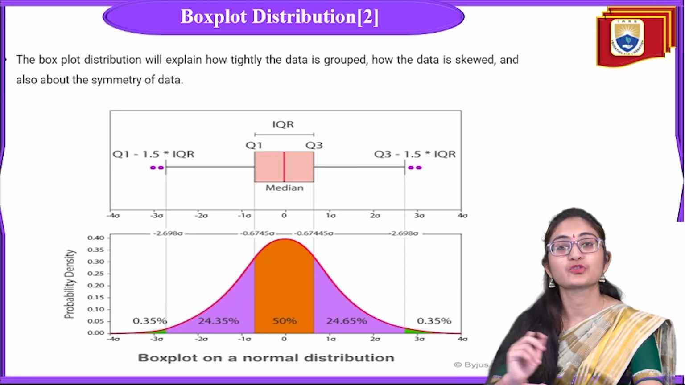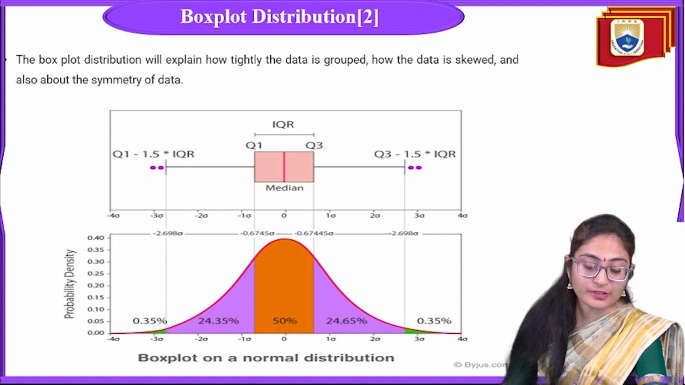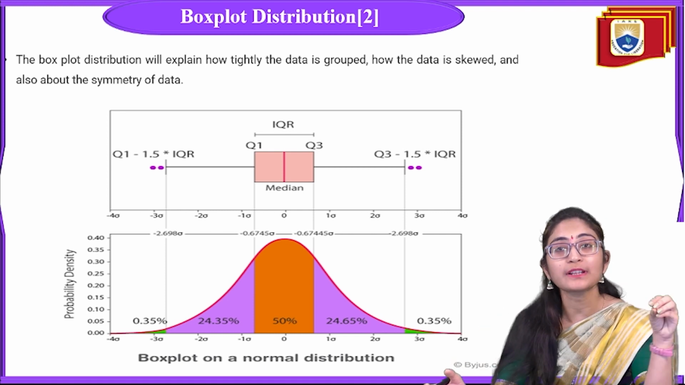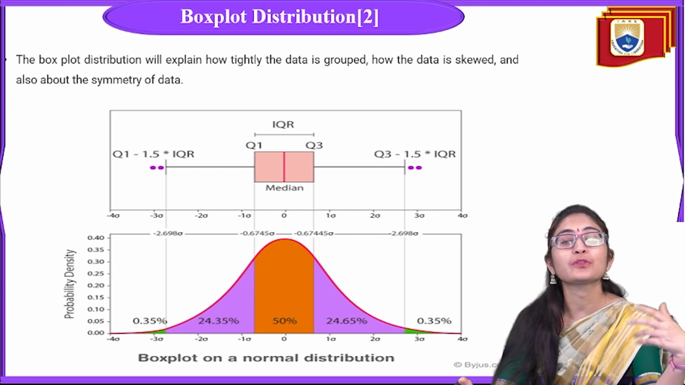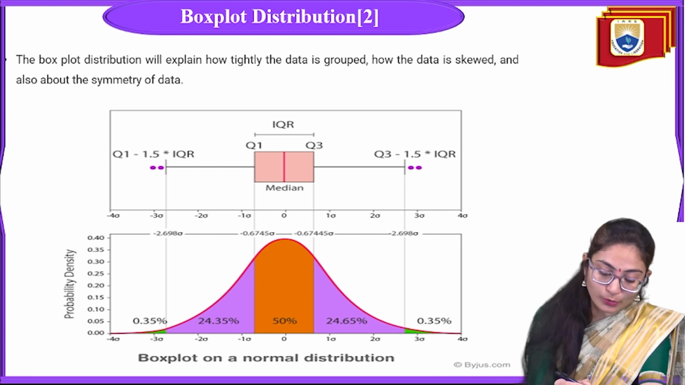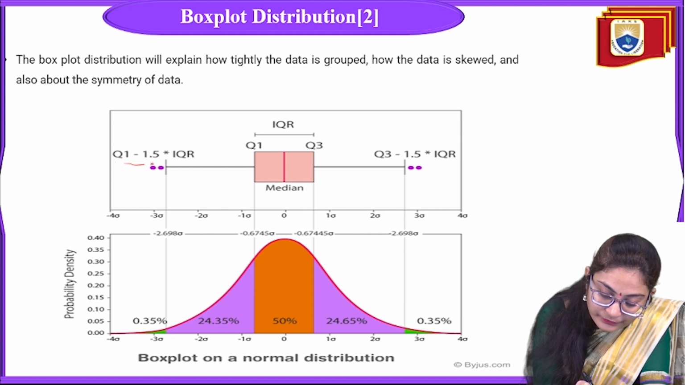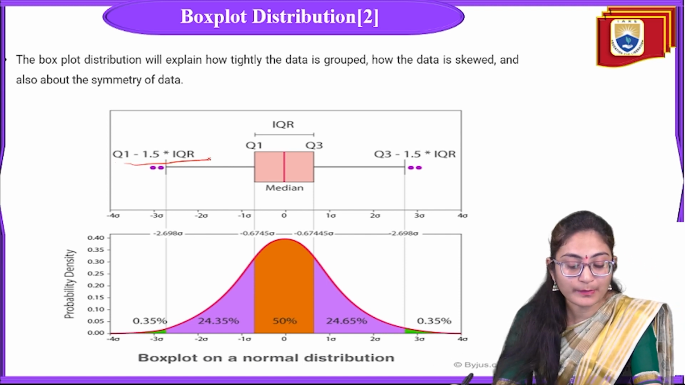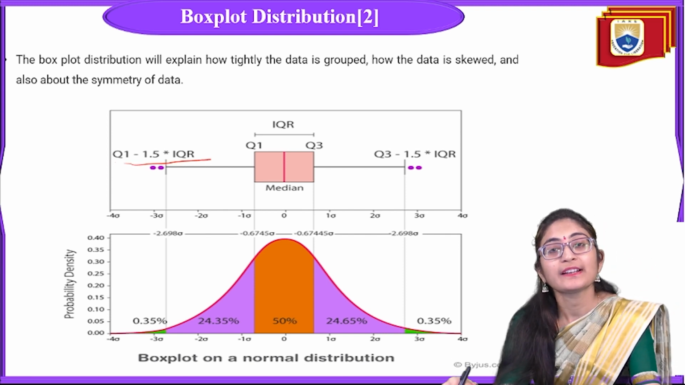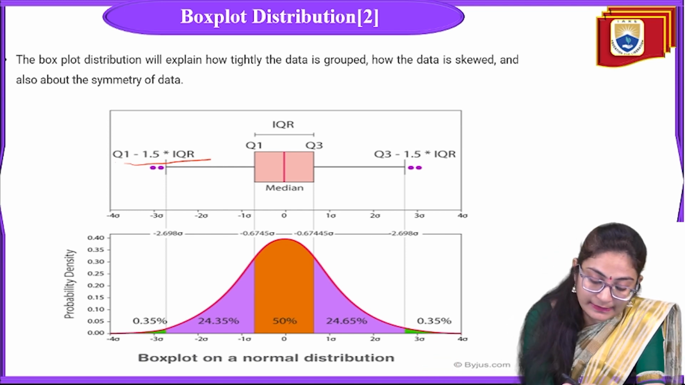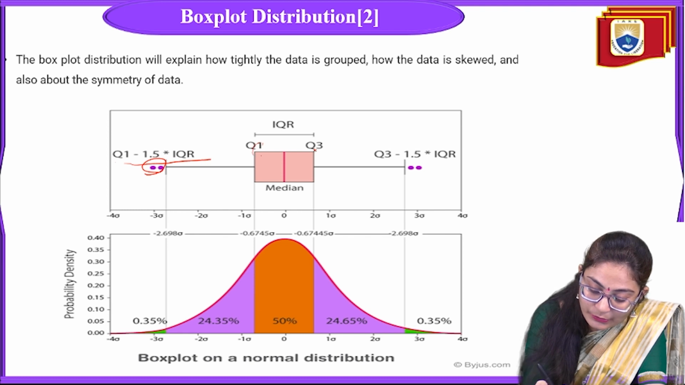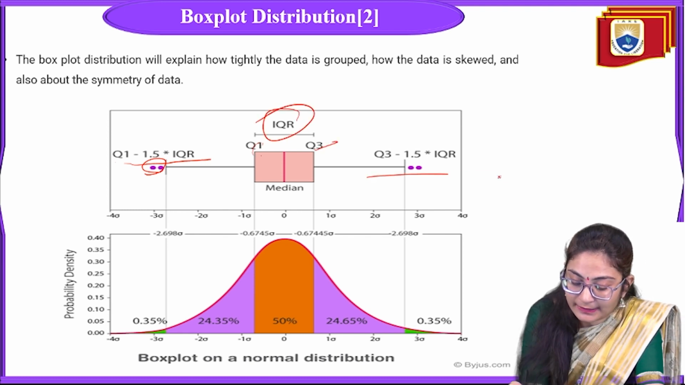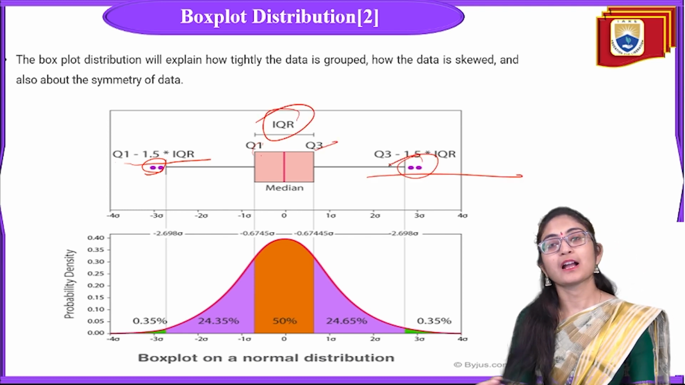Now, box plot distribution. The box plot distribution will explain how tightly the data is grouped, how the data is skewed, and also the symmetry of the data. Here, quartile 1 minus 1.5 times the interquartile range, beyond that these are your outliers. So this is your Q1, Q2, and this is the IQR. And again there are two outliers.